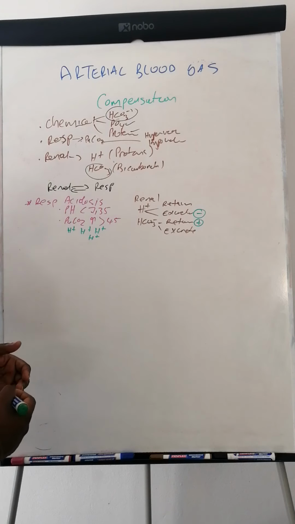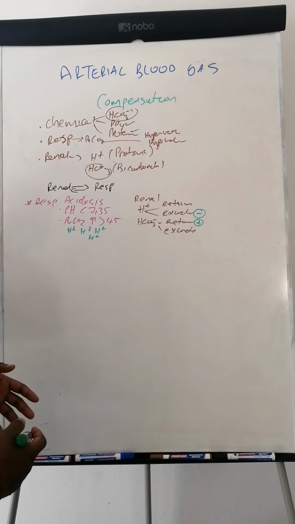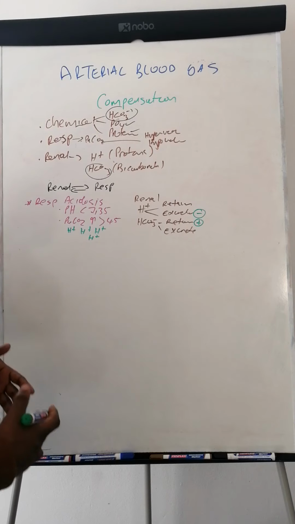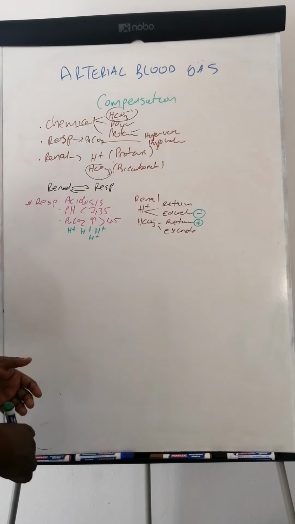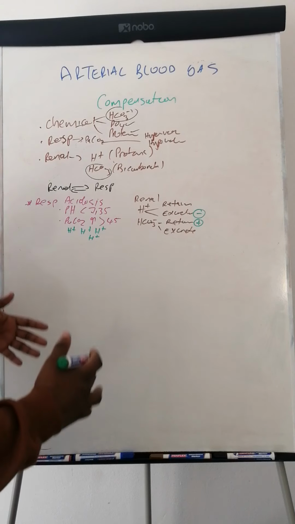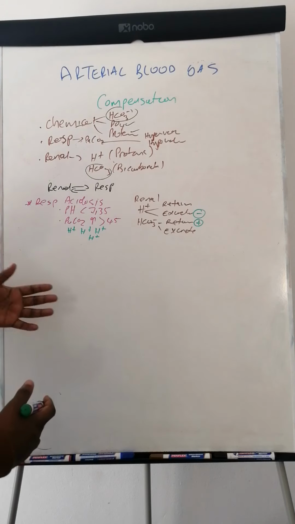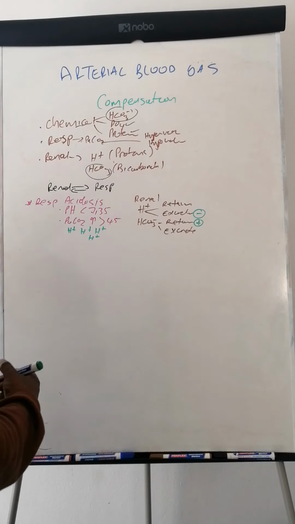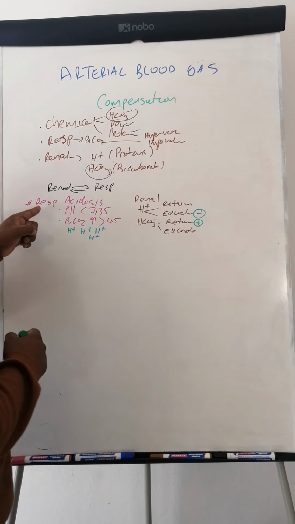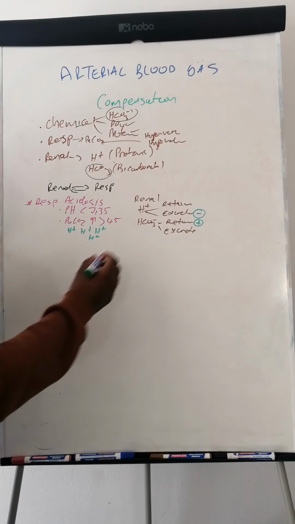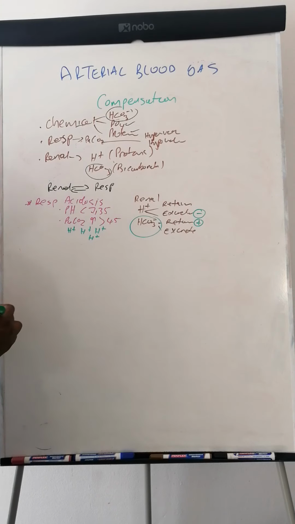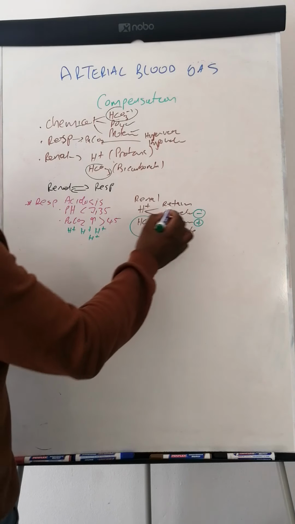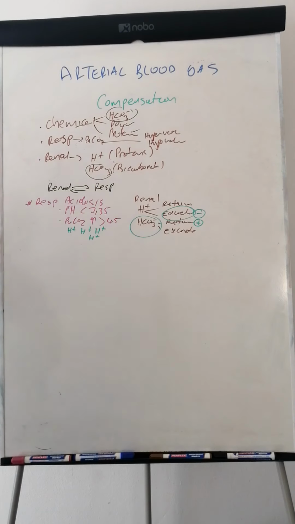So, retaining bicarbs will give you a high concentration of bicarbs, and that will push your pH up and take it out of acidity to normal. So what I'm saying here is, when you've got a respiratory acidosis, you need to retain bicarbs in the body and you need to excrete your protons. That's the renal compensation that you expect from a respiratory acidosis.